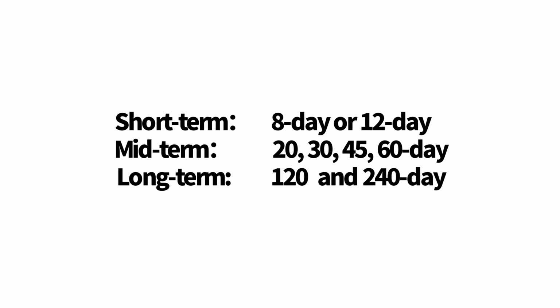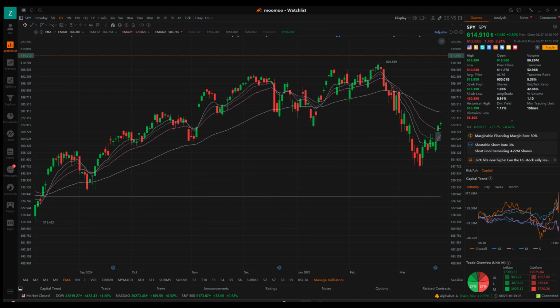Midterm MAs include the 20, 30, 45, and 60-day lines. The 20-day is a fan favorite since a month has about 20 trading days. It reflects the average cost for the past month. I use it a lot. When the price breaks above the 20-day line and that line starts turning up, that's a green light for a strong trend shift.